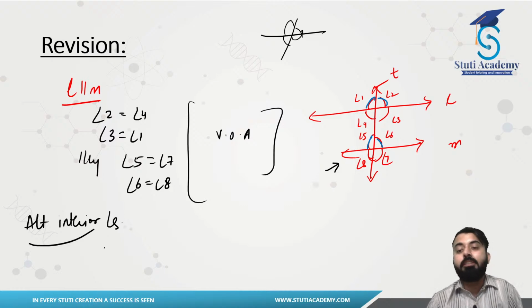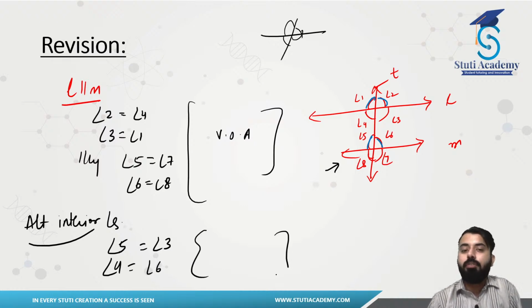Alternate interior angles. Pardon me if I sound weird because I have a cold. So alternate interior angles, what were those? Those were the angles separated by your transversal, on opposite sides of it but inside the parallel lines. So you see here, angle 5 should be the same as angle 3, and angle 4 should be the same as angle 6. So these were your alternate interior angles, right?